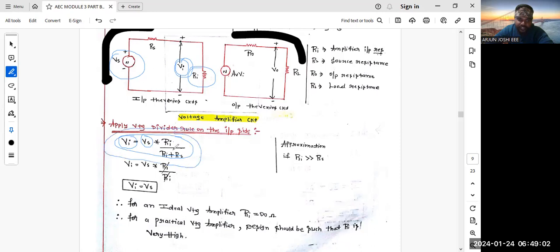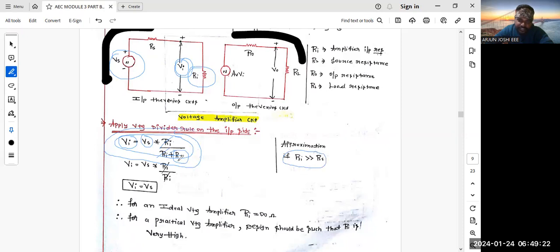I hope all of you understand. Here we need to consider the terms in the numerator and denominator. The numerator has Ri, and the denominator also has Ri, so we can cancel directly. But Rs is there. So Ri is much greater than Rs. I hope all of you understand.